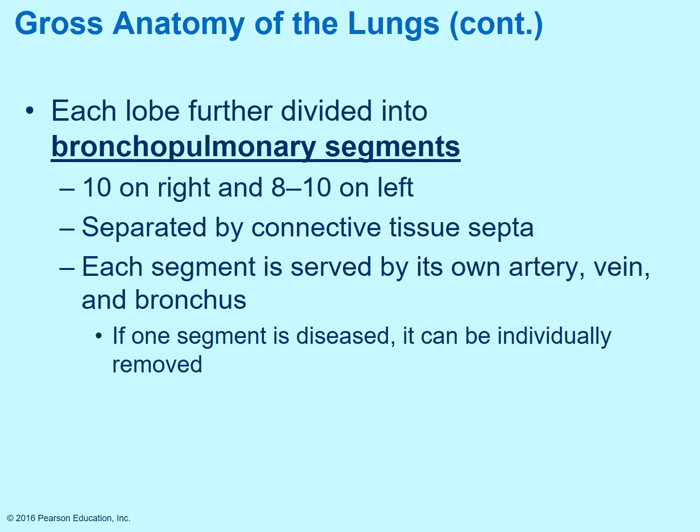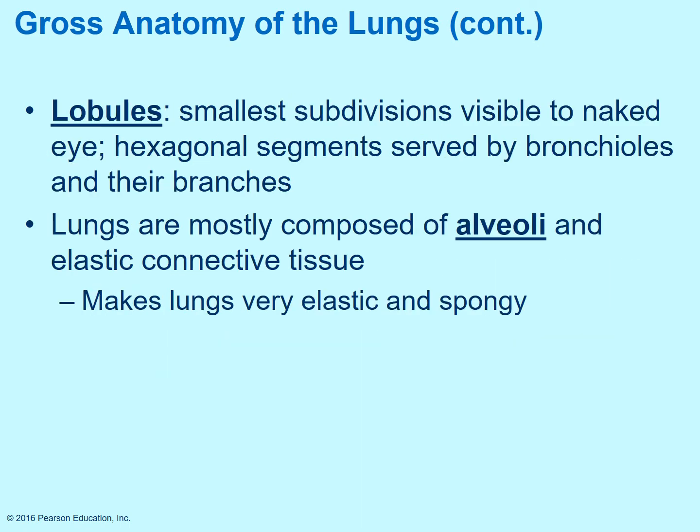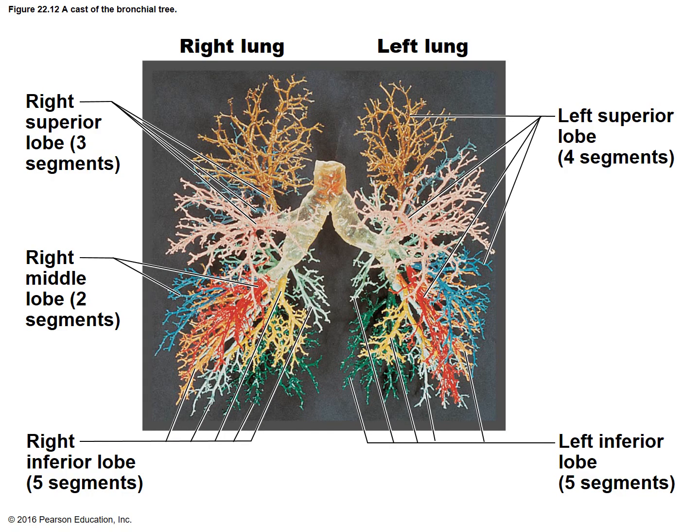So each of the lungs are further subdivided into different segments. Each segment has its own artery, vein, and bronchus. That's a benefit to you in case, hopefully not, you have a disease and only one segment is diseased. It's isolated, you can remove that one segment. Because it has its own artery, vein, and bronchioles, it's a little easier to separate, and you wouldn't have to remove the entire lobe or the entire lung. So like I said, the lungs are very spongy in nature. This shows an idea of color coding of the different segments.